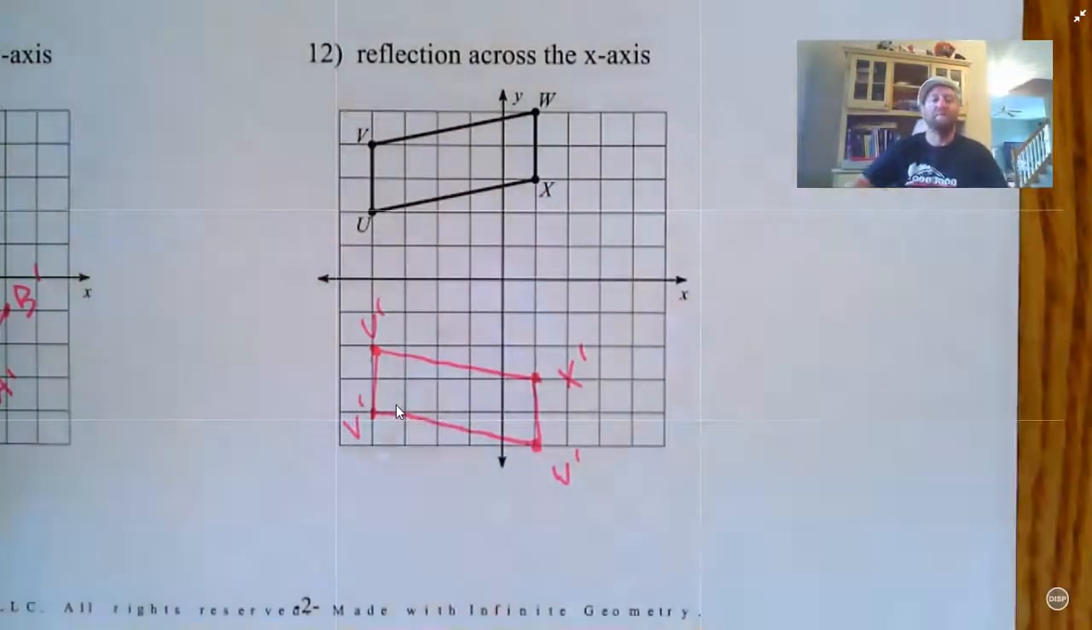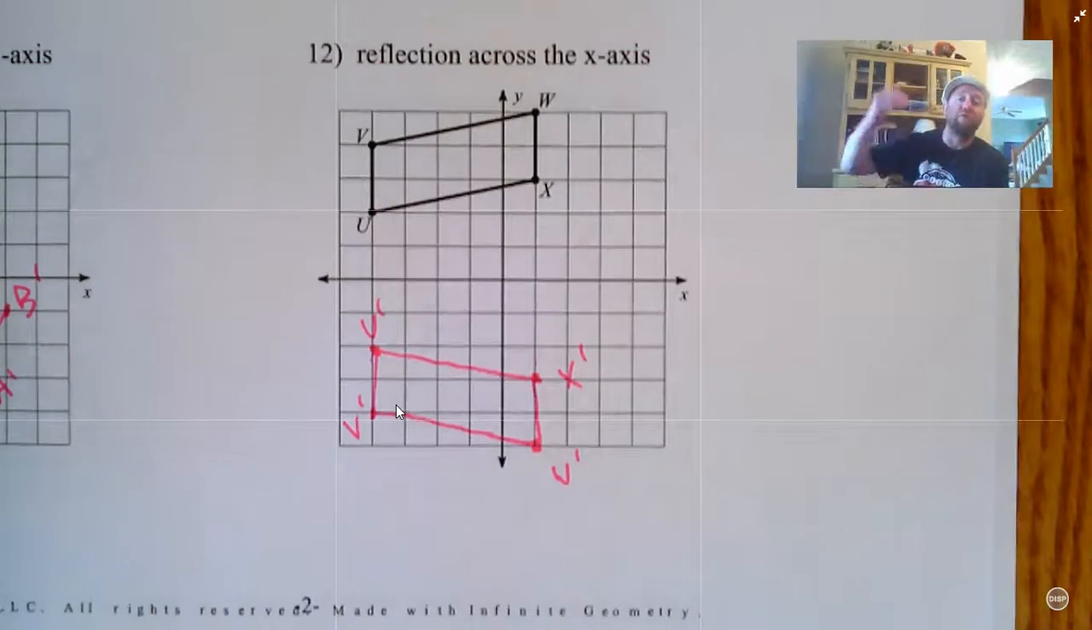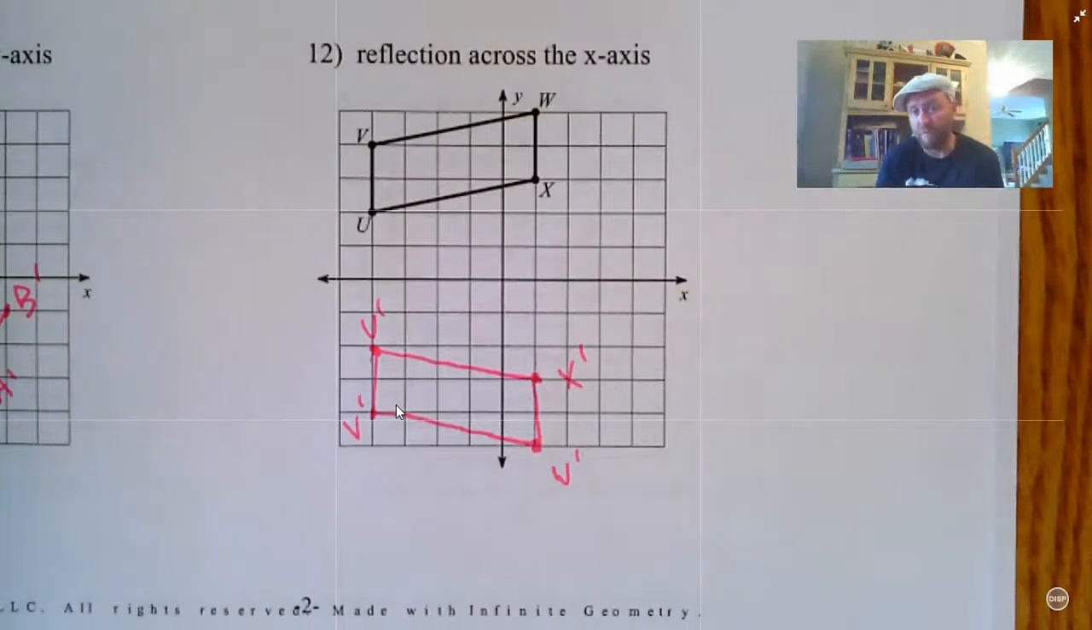So again, as with any reflection, you just count how many spaces, and if this were a different kind of reflection, it would work the same way. It's just how far away is the point from the line of reflection, and its reflected image will be that much further on the other side of the line of reflection. Just do it for each corner point and connect the dots. Pretty straightforward.